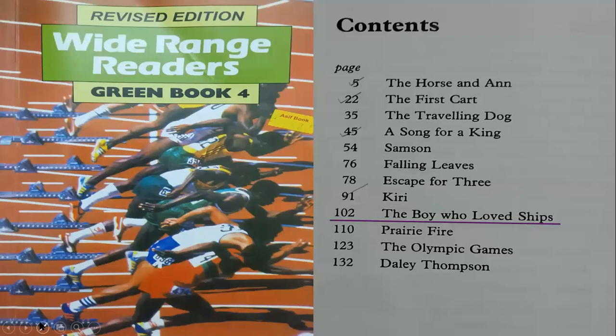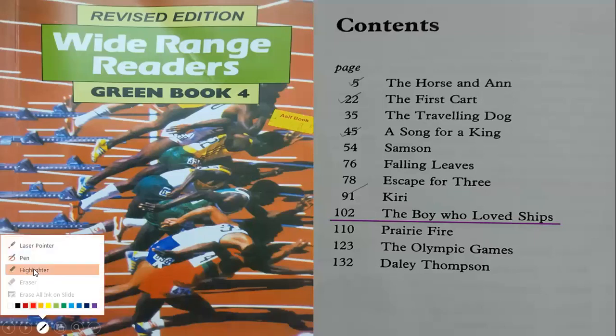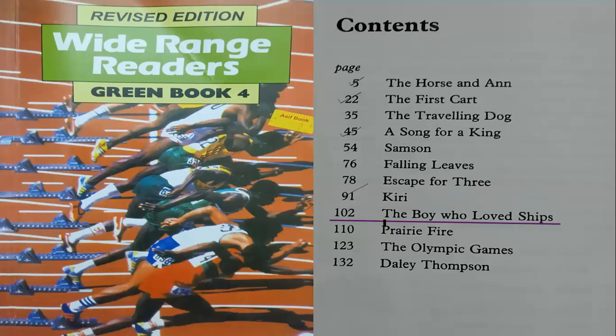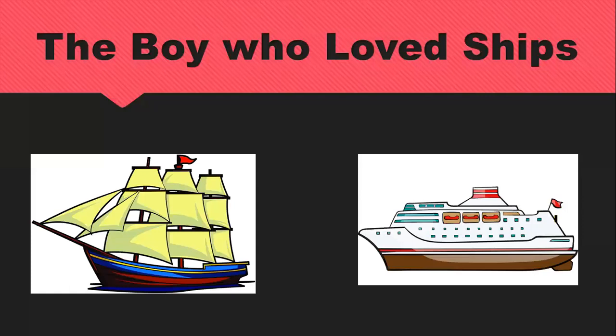On page number 102, there is a lesson, The Boy Who Loved Ships. I want you people to open up your Wide Range Readers, Green Book 4, and open page number 102, The Boy Who Loved Ships. This is the second lesson of our final term. First we did Escape for 3. Now we are going to begin The Boy Who Loved Ships. This is the name of our lesson.